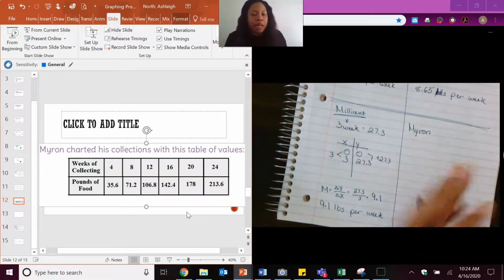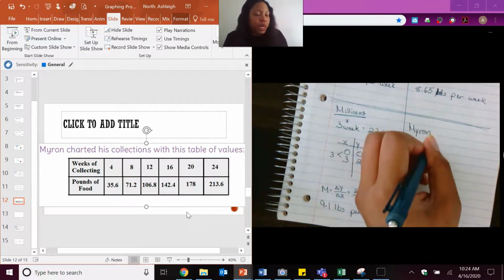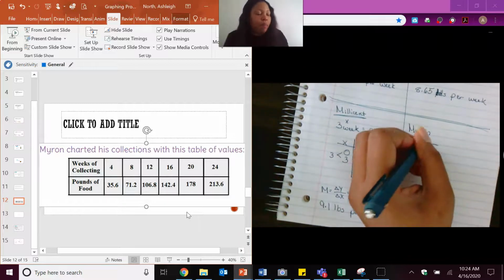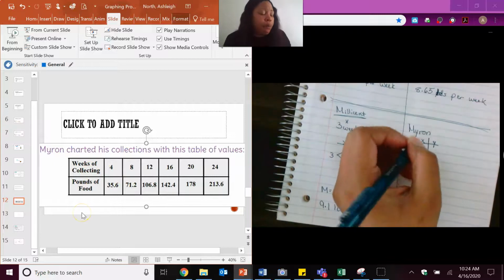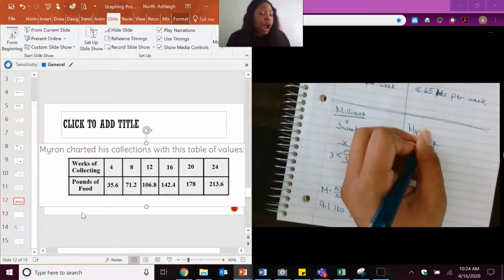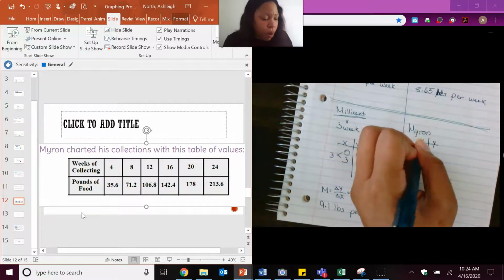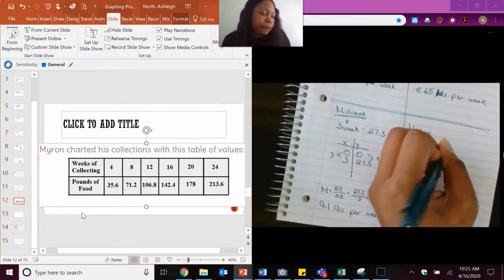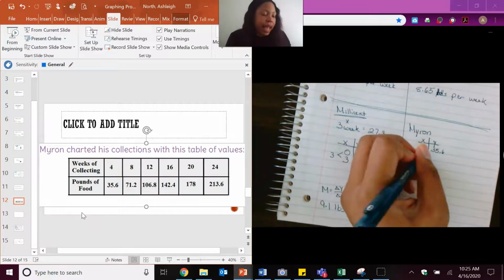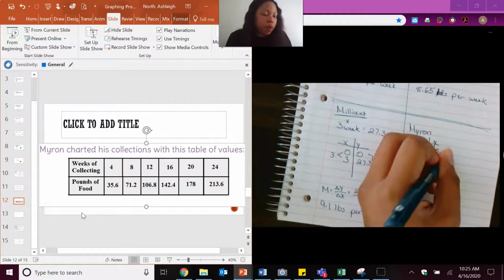So for Myron, I'm going to really just recreate his chart. But the great thing, y'all know that it's a constant rate of change. The great thing knowing that we're already working with proportional relationships is I don't have to do the whole chart. I only need to find the difference between 2 sets of variables. So I'm going to literally just put the first 2. We already know that weeks is my X, so I'm going to put 4. And the correlating number to 4 was 35.6. And then the correlating point to 8 was 71.2.